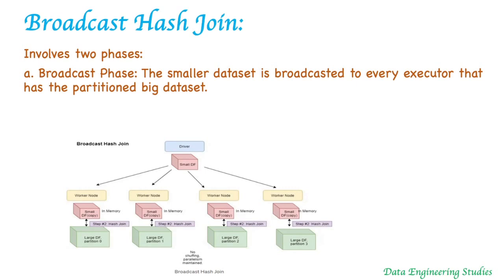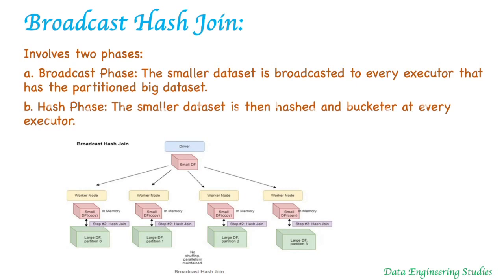In this diagram, we have one small dataset and a large dataset. And the large dataset is partitioned into 4 executors. In this case, the small dataset, which is represented in pink color, is broadcasted in all the executors. The next phase is the hash phase. The small dataset is hashed and bucketed in every executor and joined with the large dataset.